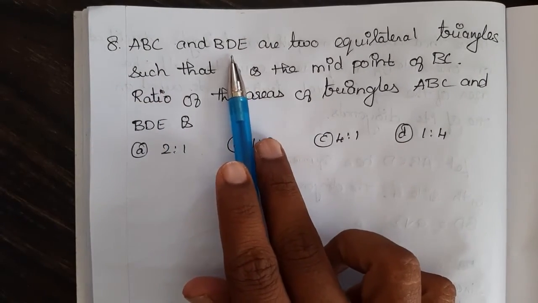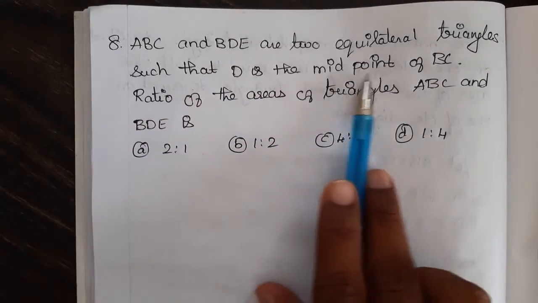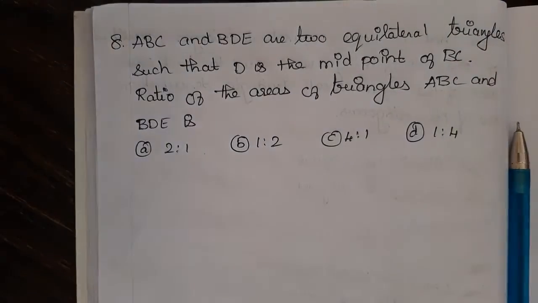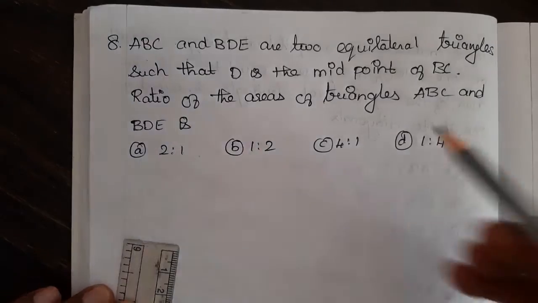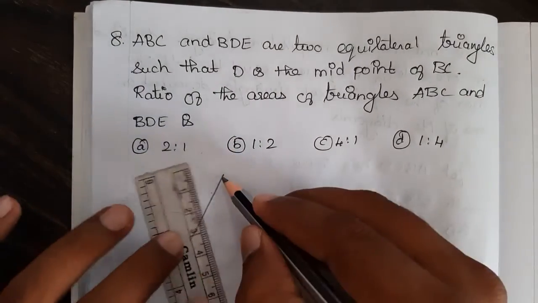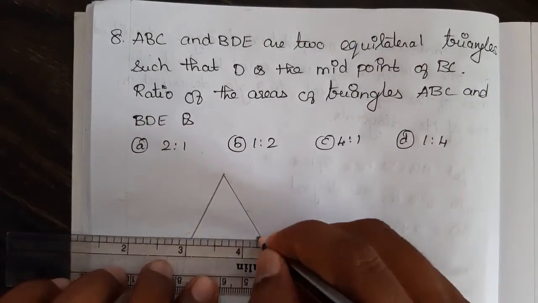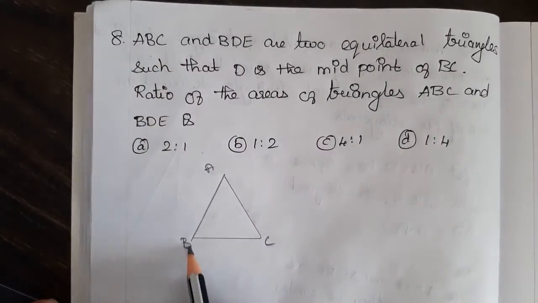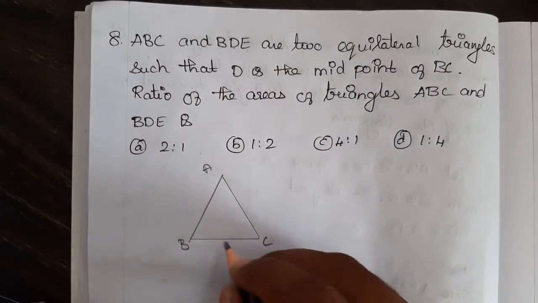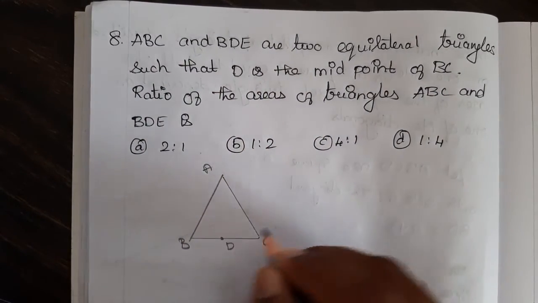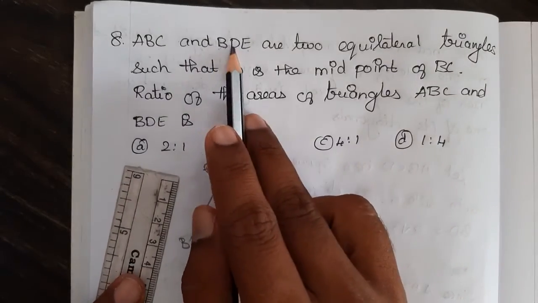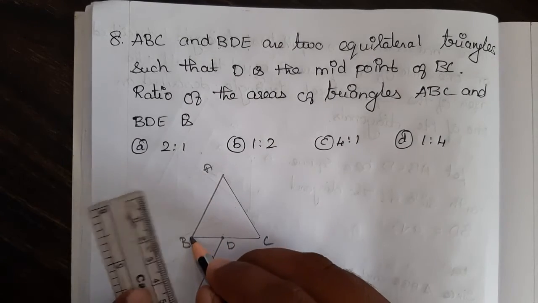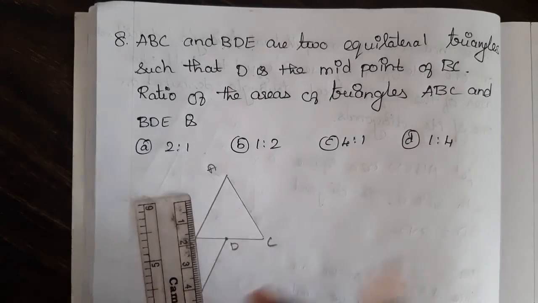ABC and BDE are two equilateral triangles such that D is the midpoint of BC. There are two triangles. The first triangle is ABC. Next is BDE. B is the point here, and D is the midpoint of BC. D is the midpoint, that means it is half, right? So here the triangle is BDE, and both are equilateral triangles.